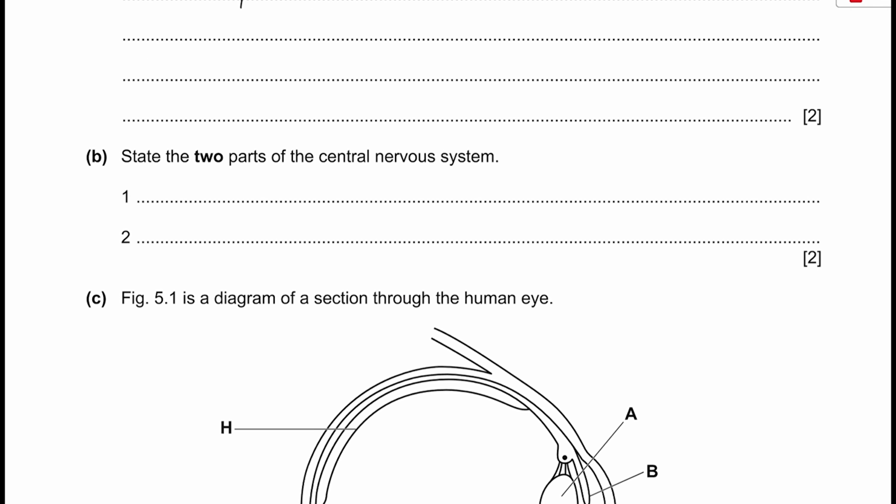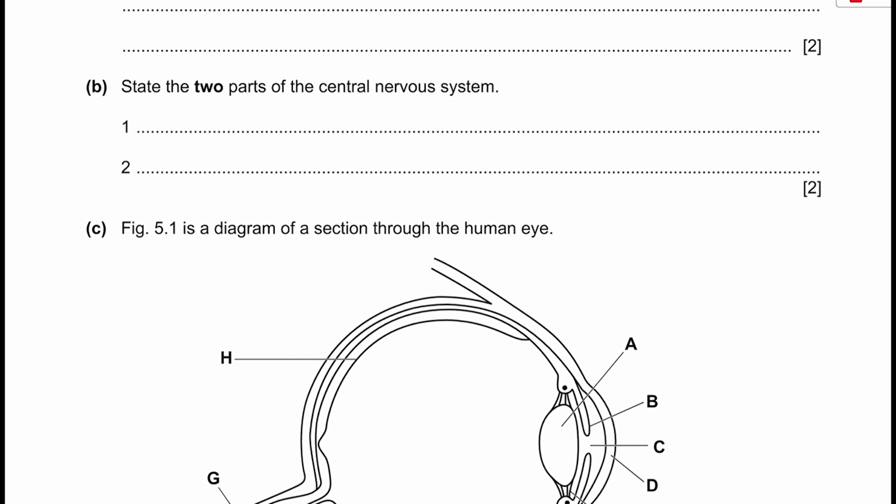B says state 2 parts of the central nervous system. Now the central nervous system is made up of 2 main parts. A part known as the brain, but also a part known as the spinal cord. So the central nervous system is definitely made up of brain and spinal cord.